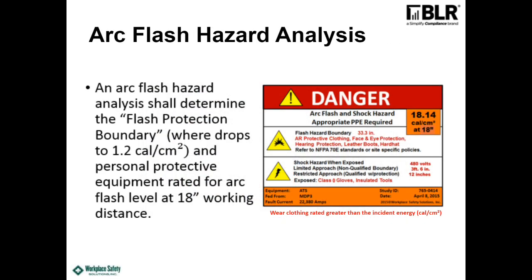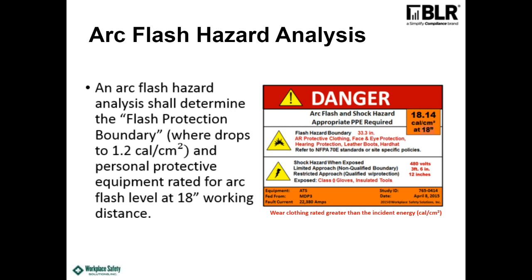Arc flash analysis. So we want to do an analysis if we can. What NFPA says is that the arc flash hazard analysis shall determine the flash protection boundary and the personal protective equipment. And it doesn't say you have to do an engineering study or you have to go by the tables in NFPA 70E. It just says you've got to do an analysis to determine the arc flash boundary and determine what the protective equipment is.